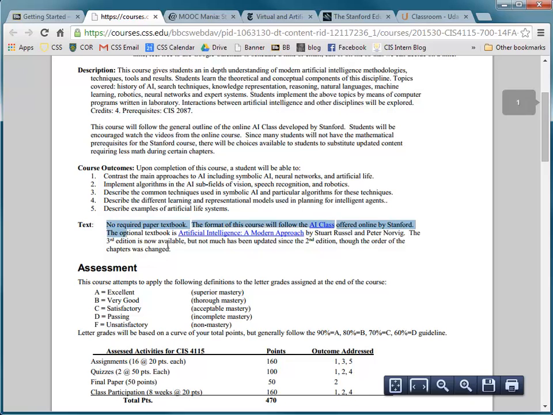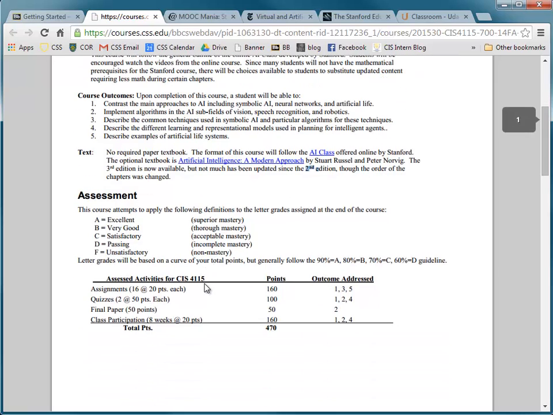Now, there's no required textbook for the course. There is an optional textbook that is used in the Stanford version of this course, and we'll talk a little bit about the Stanford version in a sec. The third edition is quite expensive, but the second edition isn't that much different than the third. They didn't modify it, and you can usually get the second edition for $10, $15 used. So it's a good deal.